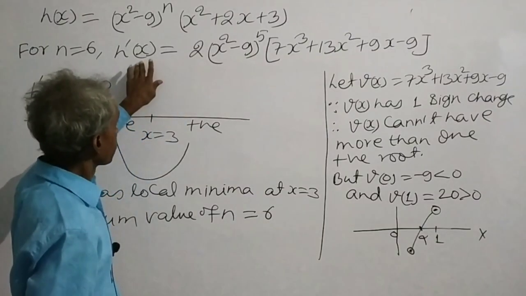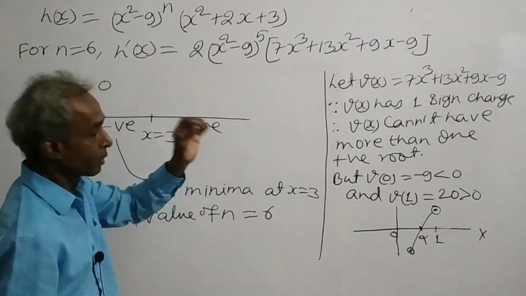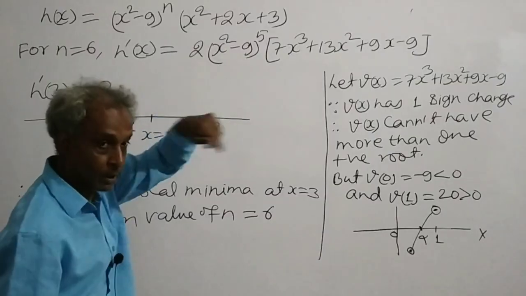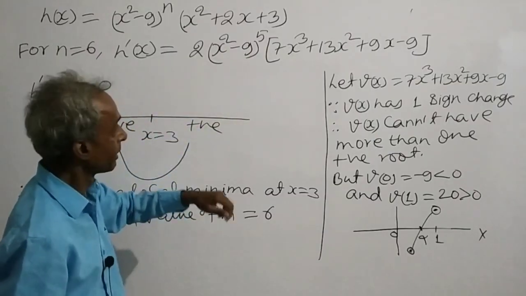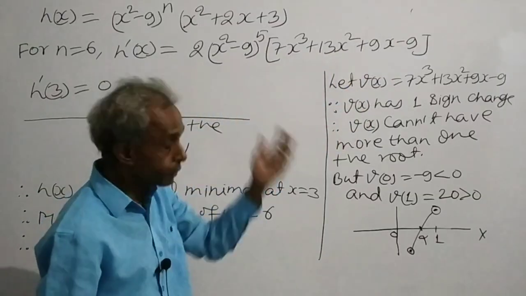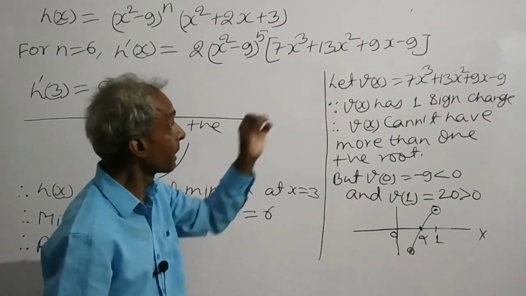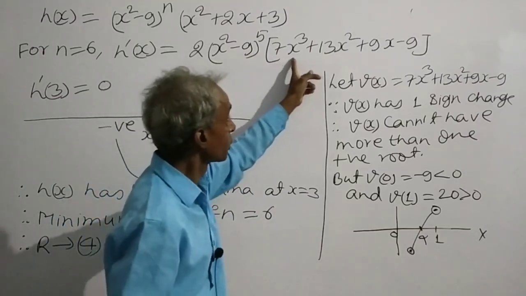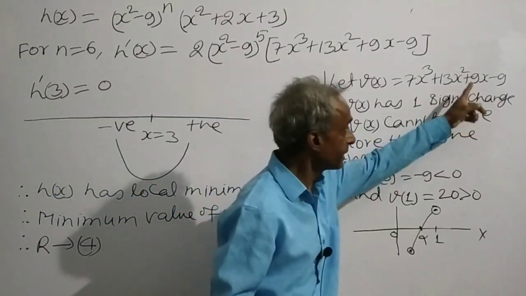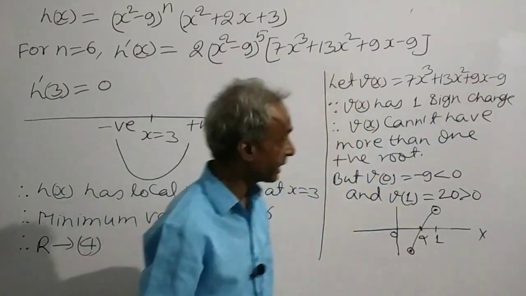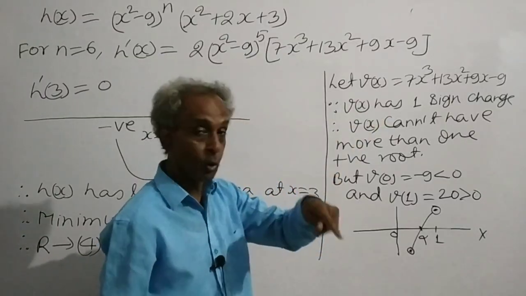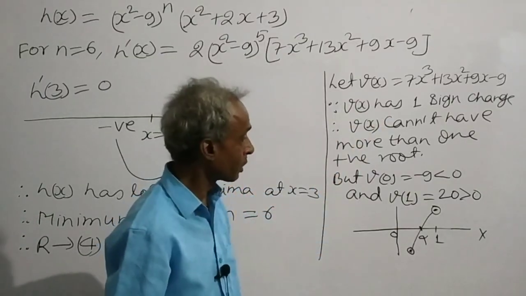H dash x is equal to 0 gives, from this we get x is equal to 3 and minus 3. This is equal to 0 can also give some real value of x. We suppose this expression as Vx. There is exactly one sign change in Vx. Therefore, Vx cannot have more than one positive root.